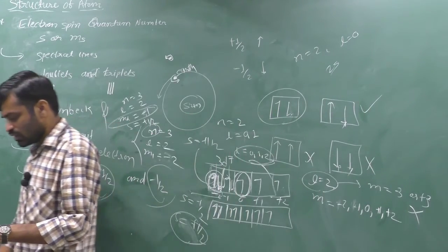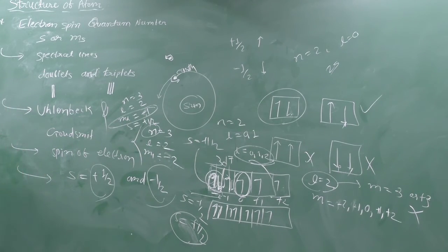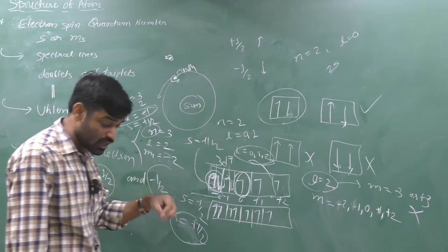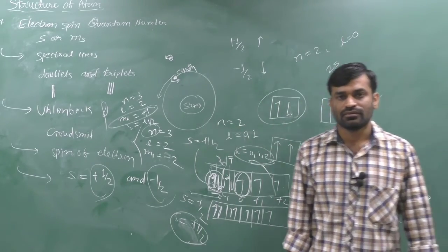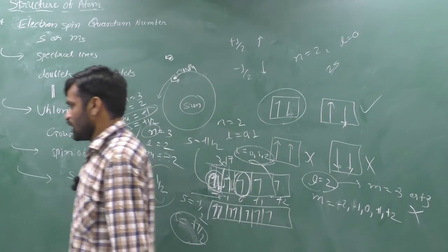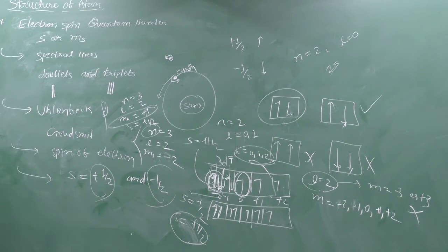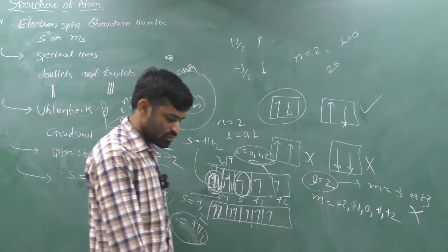These all 4 quantum numbers give the exact place of electron in orbital or in atom, and energy. Clear? So it is a very important lecture with respect to the competitive exams and MCQs.